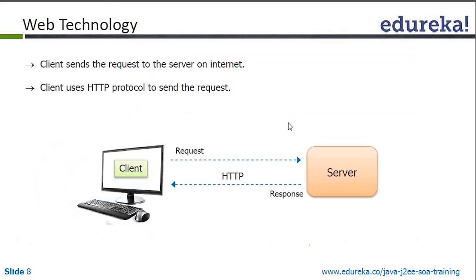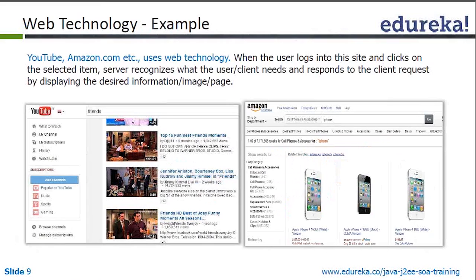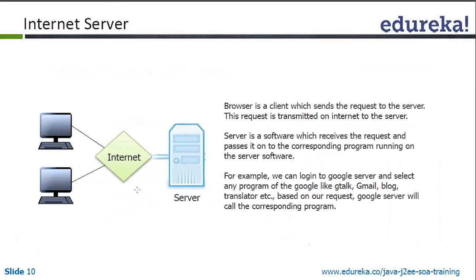Now, if you look at web technology, the client sends the request to the server, and on the internet, the server processes it and responds back to the client. A web technology example is Amazon.com, any shopping website, or a banking application. Basically, you have a client, the browser, then you have the internet, from there it connects to the server and responds back.